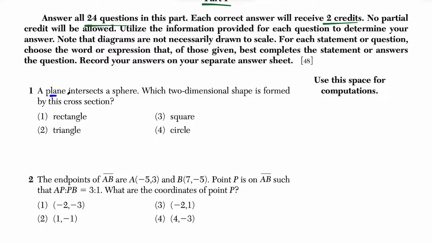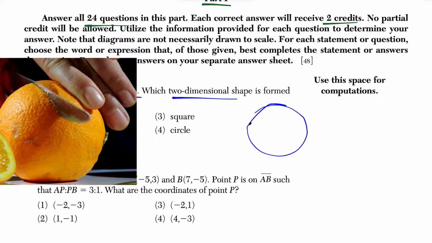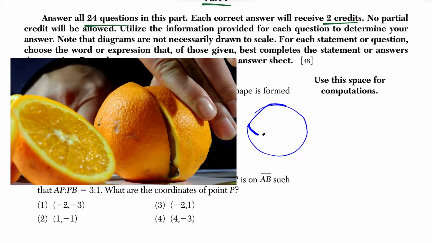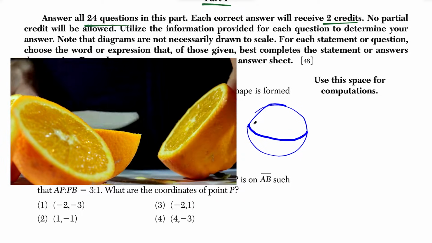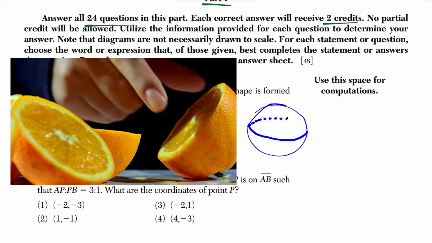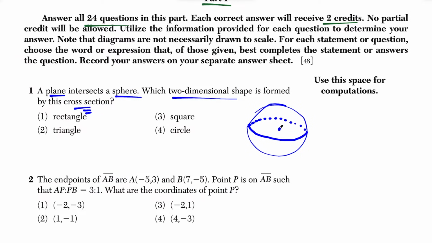Question 1, we have a plane intersects a sphere, and we want to know which two-dimensional shape is formed by this cross-section. So we're starting off with a sphere, and just know that a cross-section is a slice of, in this case, a 3D shape. So we're taking a slice of this sphere. Just imagine you have something like an orange and you chop it in half directly at the center. Which shape would you be looking at if you stared exactly at where you made the cut? You would be looking at a circle. So that's why this is choice 4.